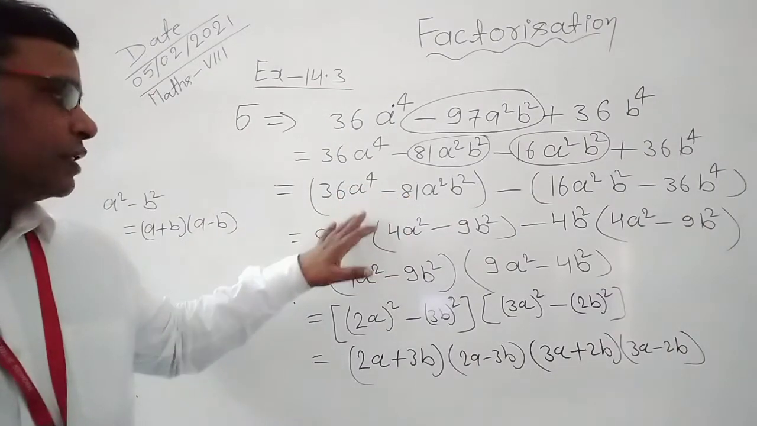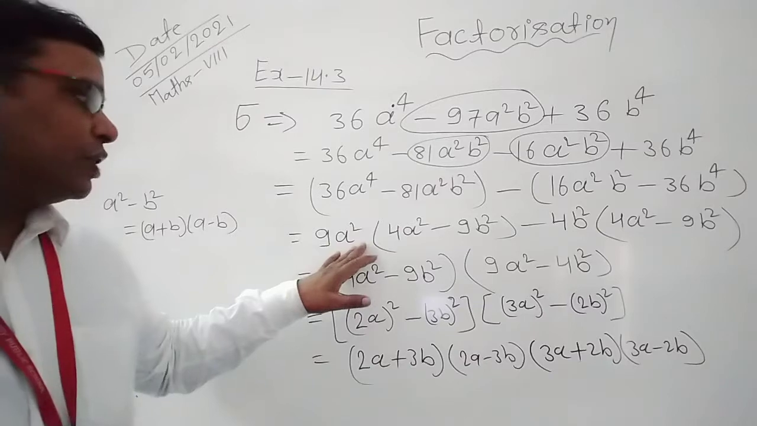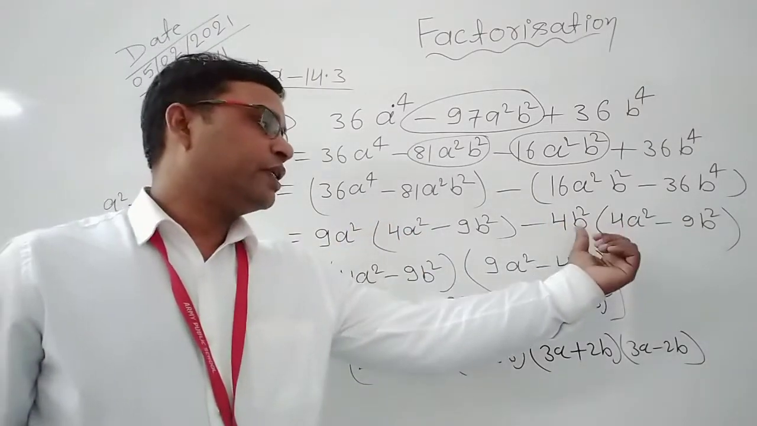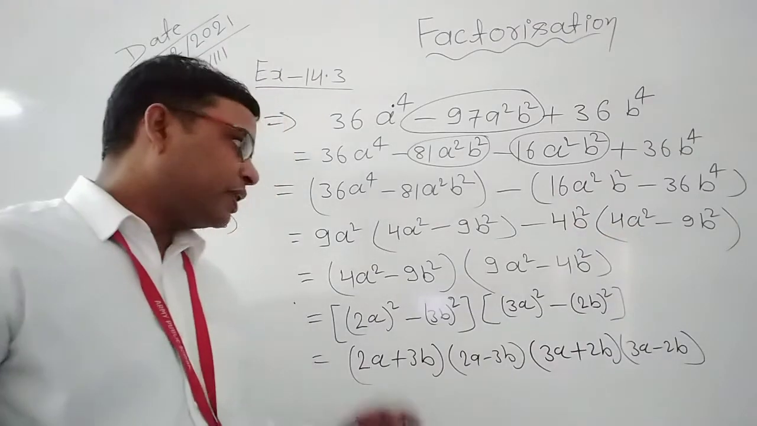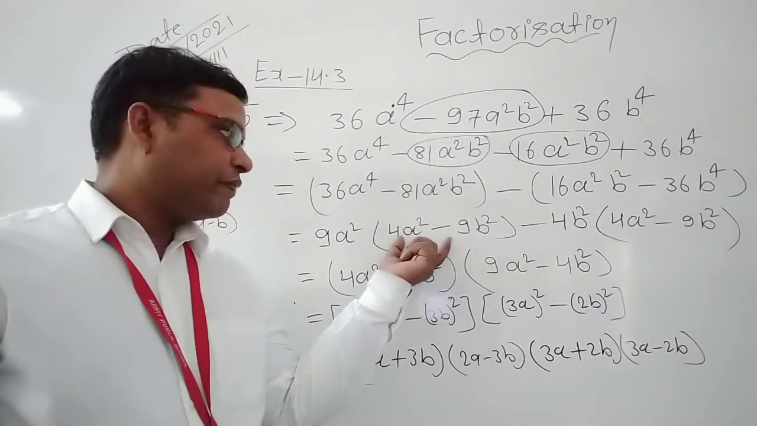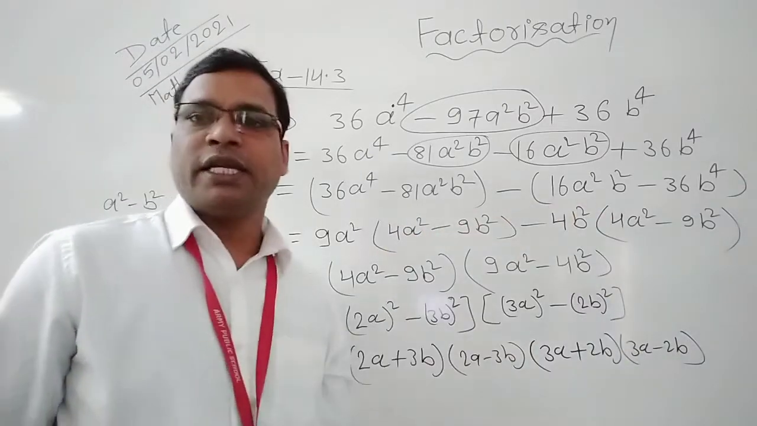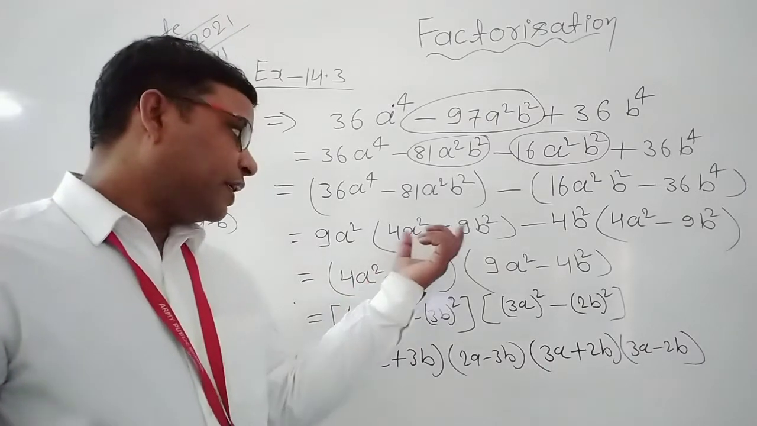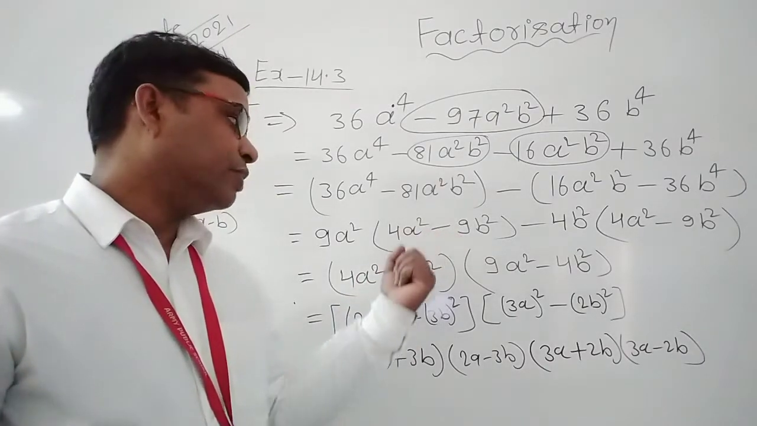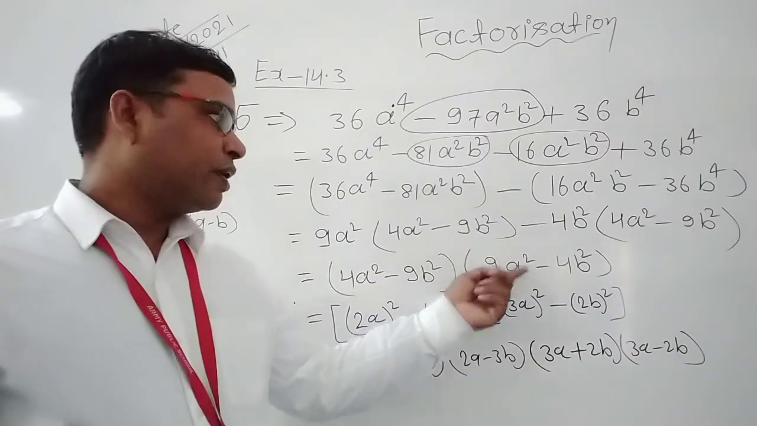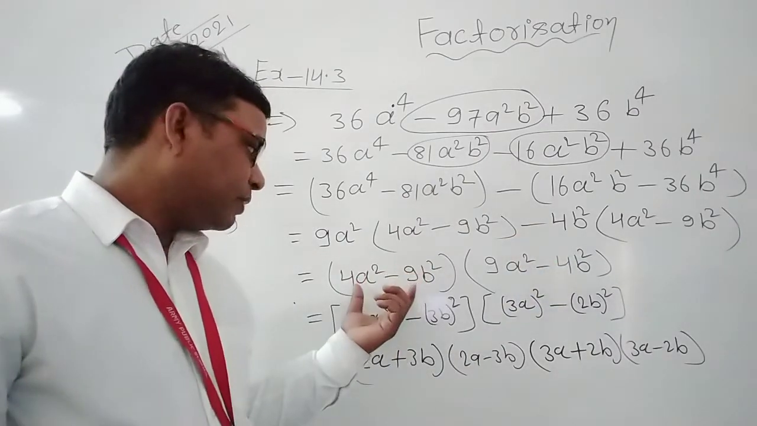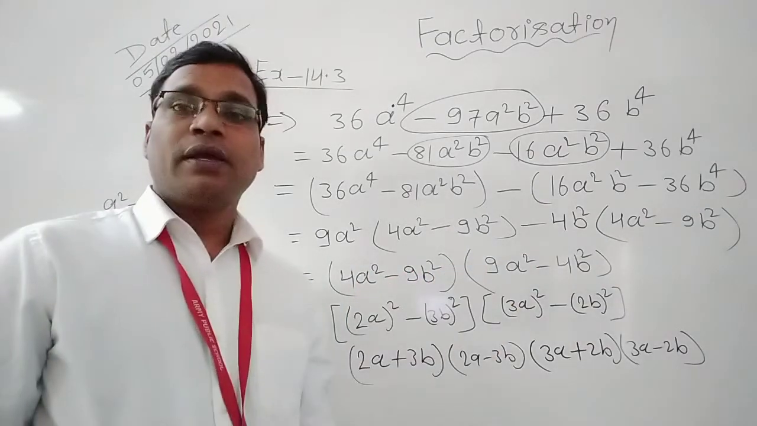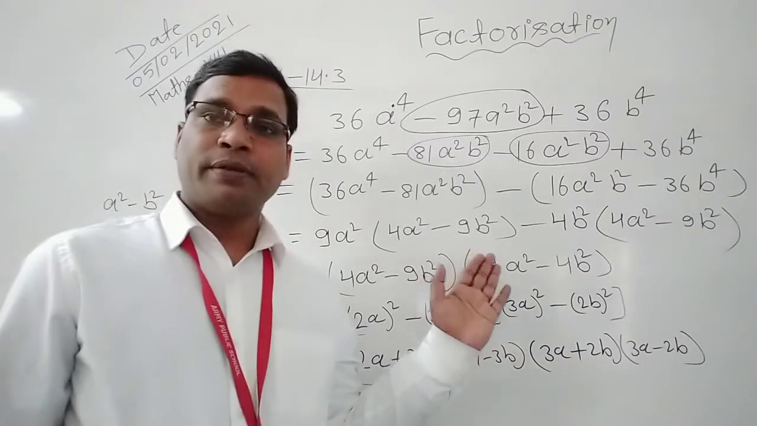Now we take common factors in the first group. Here you can see 9a square is common between them, so we take 9a square, and in this bracket we take 4b square. After taking common, 4a square minus 9b square is common between them. So we take common 4a square minus 9b square. In the first bracket we get 4a square minus 9b square, in the second bracket we get 9a square minus 4b square.